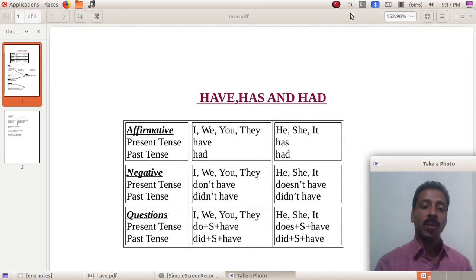Today we will discuss the uses of have, has, and had. Last day we saw that the root verb have is a primary auxiliary verb. Do you remember what's a primary auxiliary?